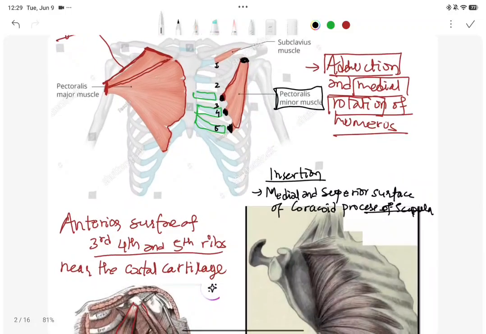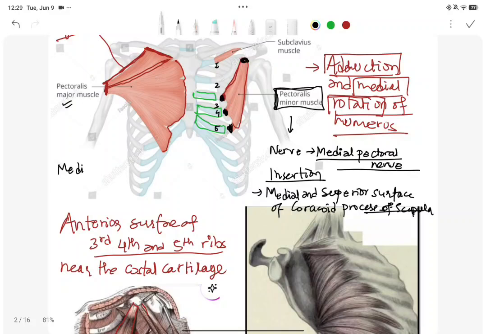So this pectoralis minor is supplied by a nerve. What is its nerve supply? This is the medial pectoral nerve. This is supplied by the medial pectoral nerve. The medial pectoral nerve supplies the pectoralis minor and the pectoralis major, while the lateral pectoral nerve supplies mainly the pectoralis major, though it also has some fibers for the pectoralis minor. Sorry, that is the medial pectoral nerve.